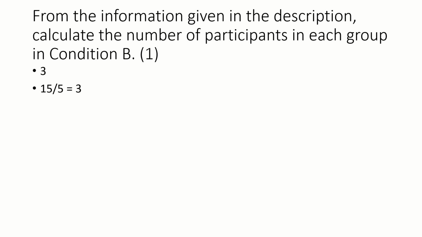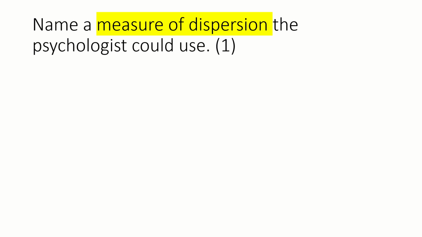And from the information given in the description, calculate the number of participants. Your answer is 3. You don't need to show your workings. It just has 1 mark. But it's 15 participants split into 5 groups. So 15 divided by 5 equals 3. Remember, in the exam, you can take a calculator, get into that habit. This maths is not too bad, although I'd probably struggle with it. But the maths can become more complicated. You must bring a calculator with you.